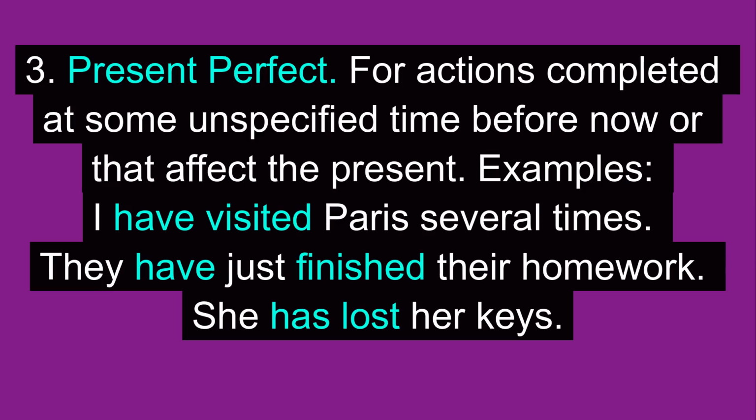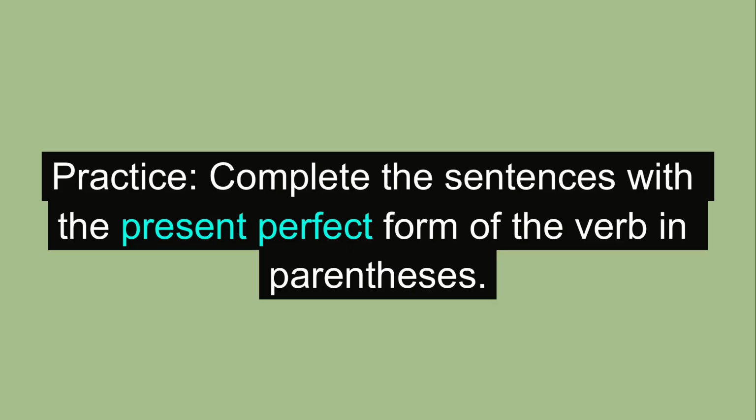3. Present perfect. For actions completed at some unspecified time before now or that affect the present. Examples. I have visited Paris several times. They have just finished their homework. She has lost her keys. Practice. Complete the sentences with the present perfect form of the verb in parentheses.